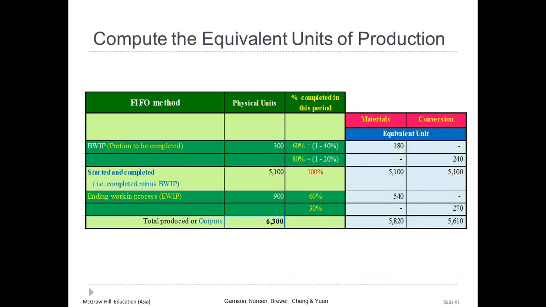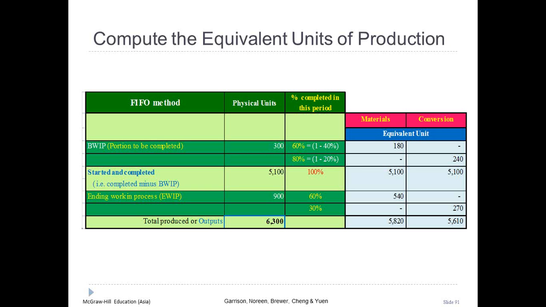Now, let's compute the equivalent units of production. Same as the weighted average method, after we identify all relevant physical flow and percentage of completion, we can start calculating the equivalent units of production by dividing them into materials and conversion columns. For example, beginning work in process of 300 units would have 60% of raw materials completed in this period. Therefore, the equivalent units of production are 180 for materials, whereas the 80% of conversion completed in this period would provide the equivalent units of 240 for conversion.